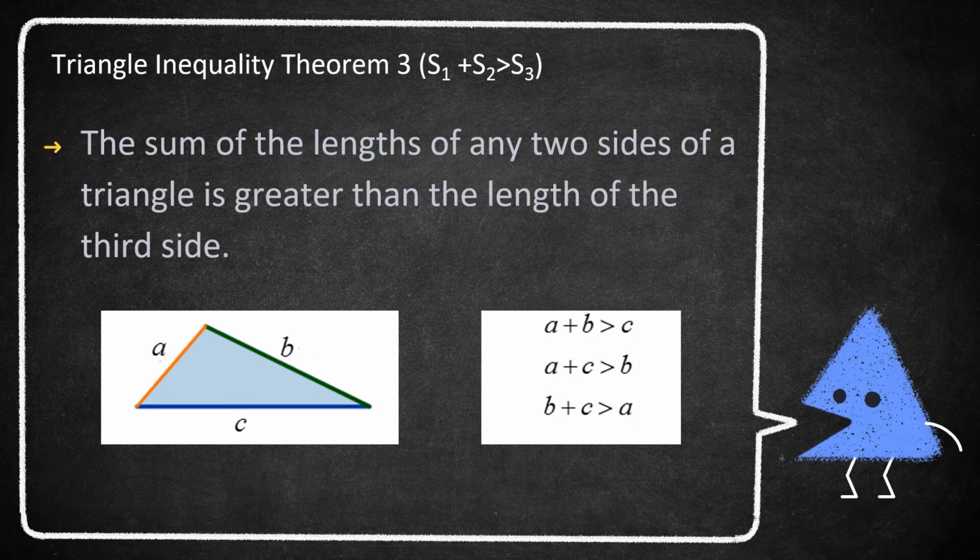This is what we call the triangle inequality theorem number 3. It states that the sum of the lengths of any two sides of a triangle is greater than the length of the third side. So on the figure, A plus B is always greater than C. And A plus C is greater than the third side, B. And B plus C is greater than the third side, A.